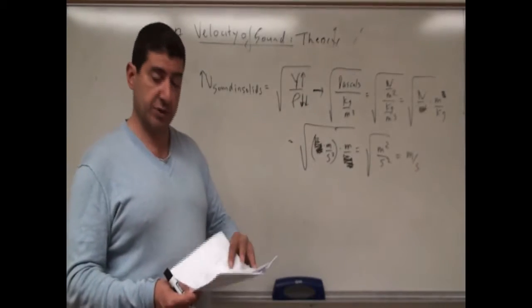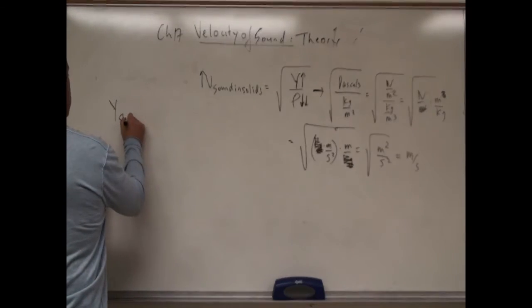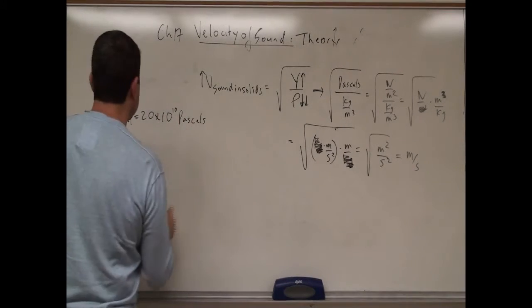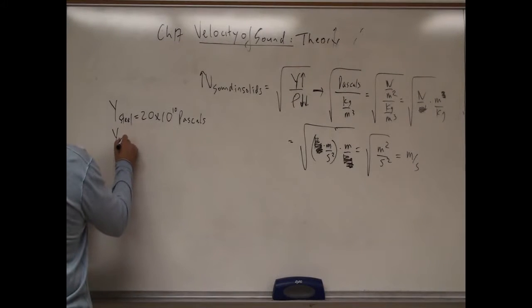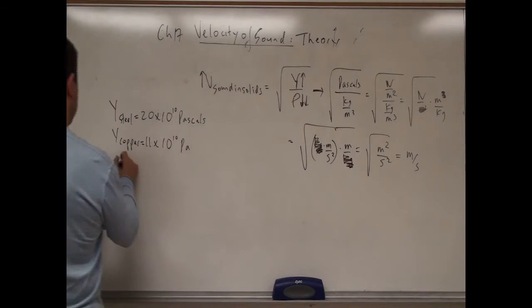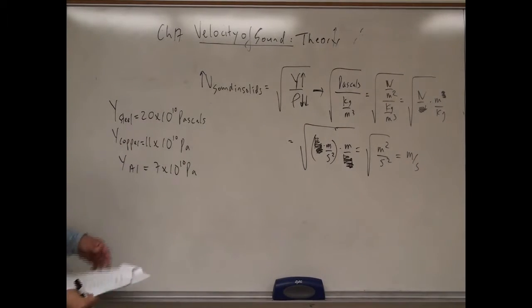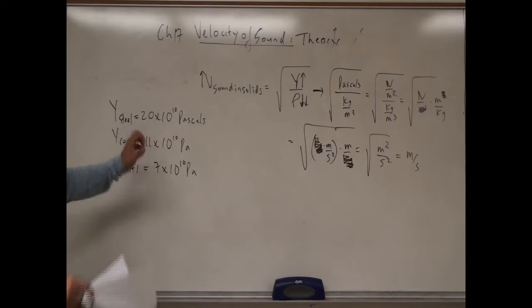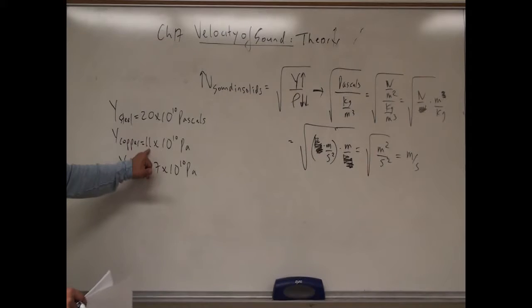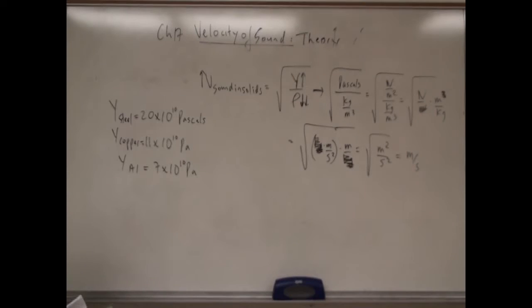Okay, now let's give some examples of different materials. The Young's modulus of steel is 20 times 10 to the 10 pascals. These are usually big numbers. Young's modulus of copper is equal to 11 times 10 to the 10 pascals. Young's modulus of aluminum, 7 times 10 to the 10 pascals. You can see this makes sense because we usually consider steel to be much harder to stretch or compress. Copper is a little bit easier to stretch or compress, and aluminum is even more pliable, easier to stretch and compress.